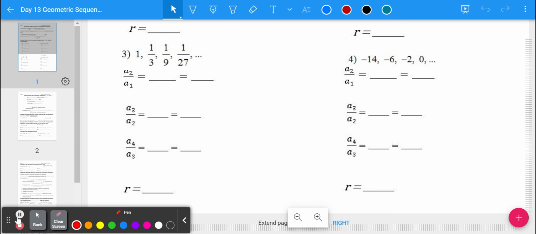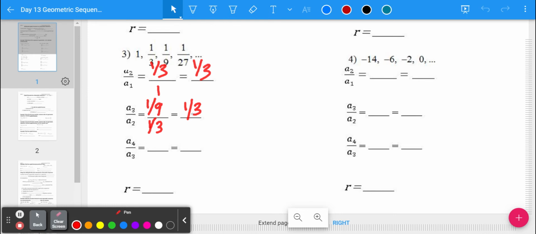For example 3, we're going to take the second term, which is 1/3, divide it by 1, where we get 1/3. We take the third term, 1/9, divide it by the first term. Now, if you're watching this video and this is going too quick, remember you have a pause button, so you can pause, work this out on your own, and then check your work with what I'm doing if you need to. So when I take 1/9 divided by 1/3, I get 1/3.